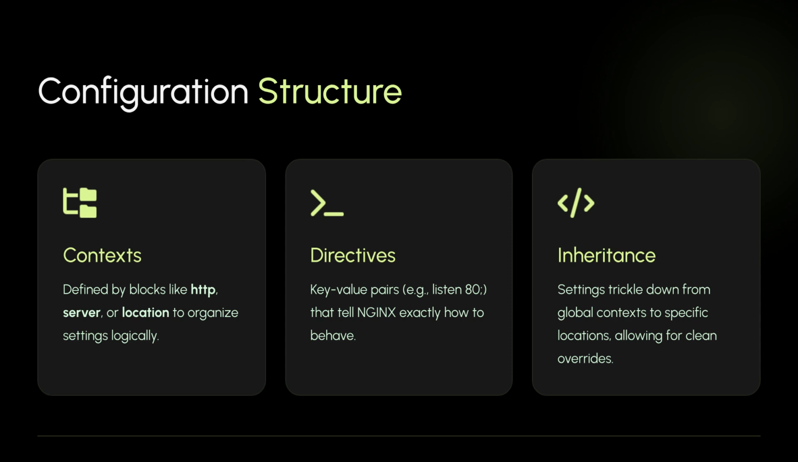Let's talk about configuration. When developers first open an NGINX config file, it can look intimidating, but it's actually very structured. There are three concepts you need to know. Contexts. These are blocks like http, server, and location that organize settings logically. Directives. These are instructions that tell NGINX exactly what to do. For example, listen 80. This tells NGINX to listen on port 80. Inheritance. Settings defined in higher-level contexts automatically flow down to lower levels unless overridden. This makes configurations clean and easy to manage.